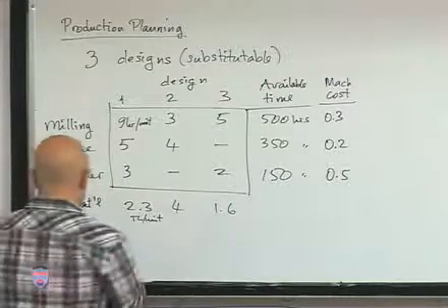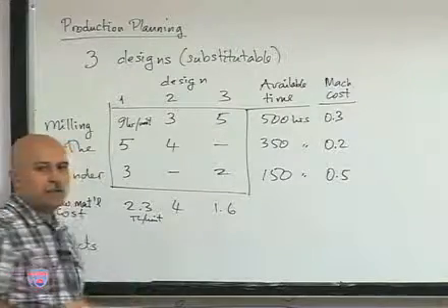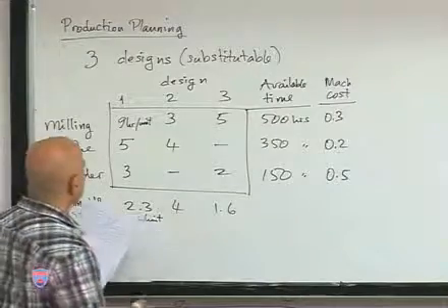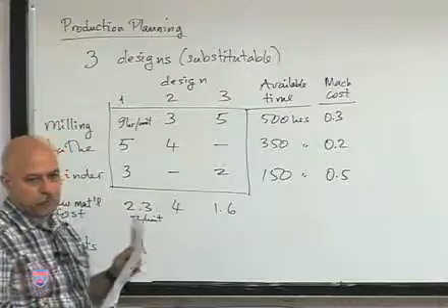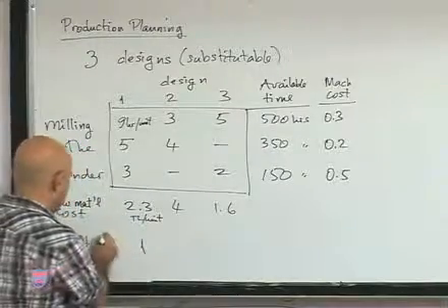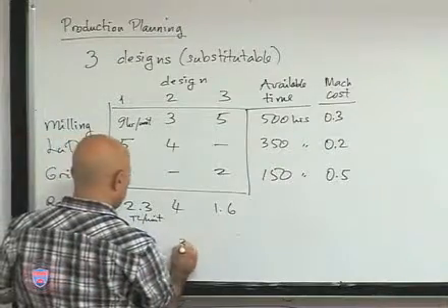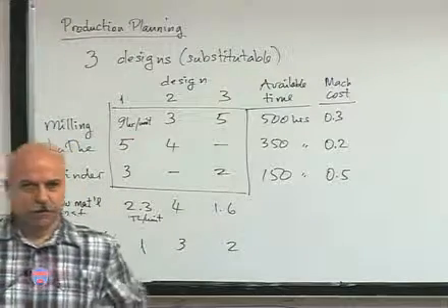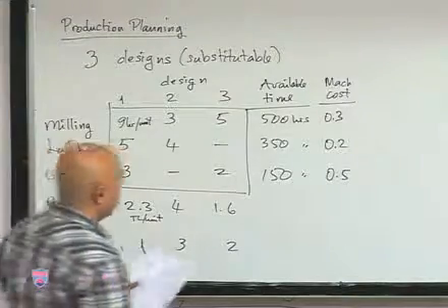And finally, you've got some rejects. Statistically, out of every 100 units of the first design, you reject one of them, 1%. Percent rejects. For the second design, you reject 3%, and for the third one, you reject 2%. We're talking about the averages here, okay?